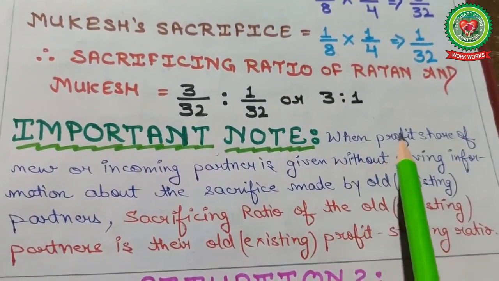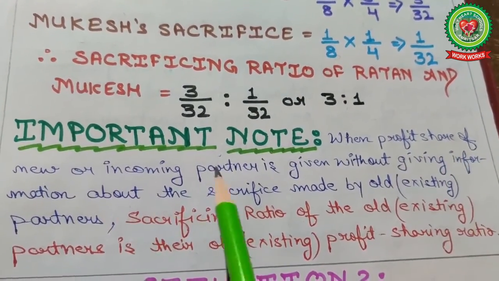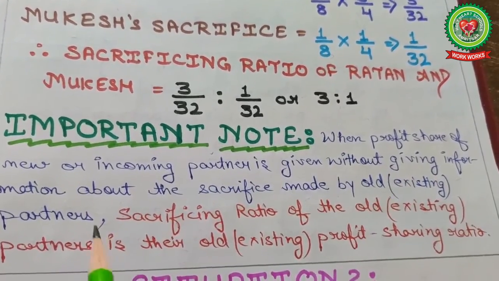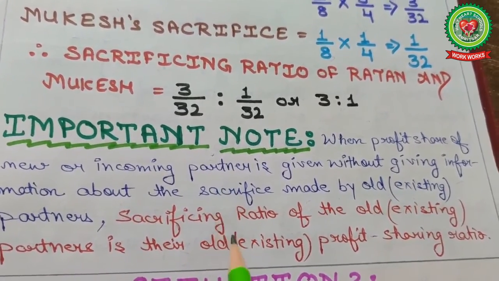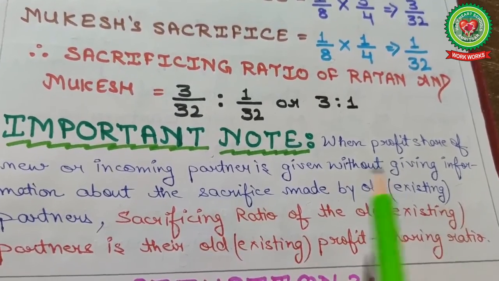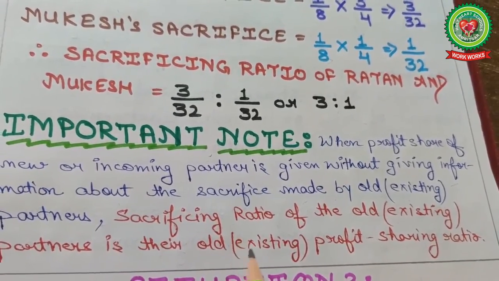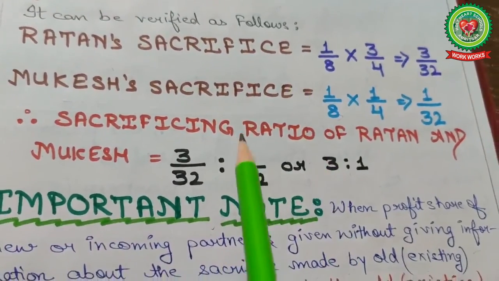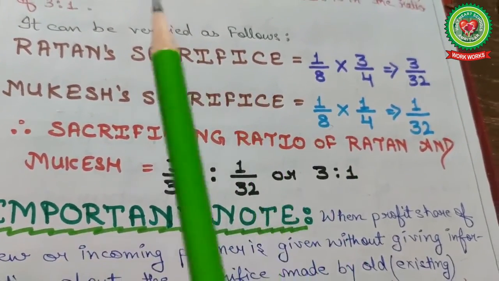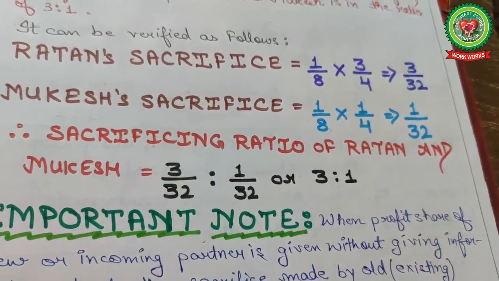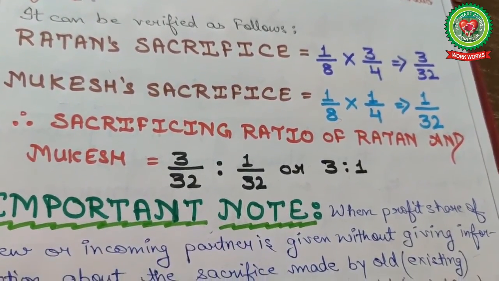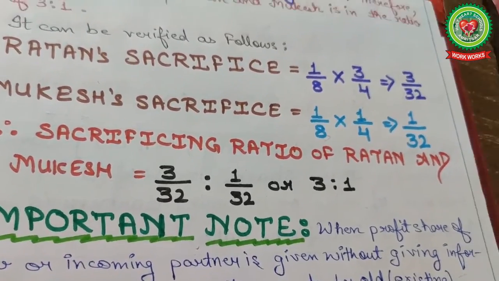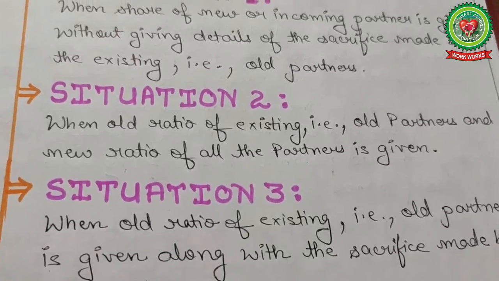Important note: when the profit share of new or incoming partners is given without giving information about the sacrifice made by old partners, then the sacrificing ratio of the old, existing partners is their old profit sharing ratio. I computed it here just for the verification part; otherwise, the old profit sharing ratio of the old partners is considered the sacrificing ratio, because both are equal.